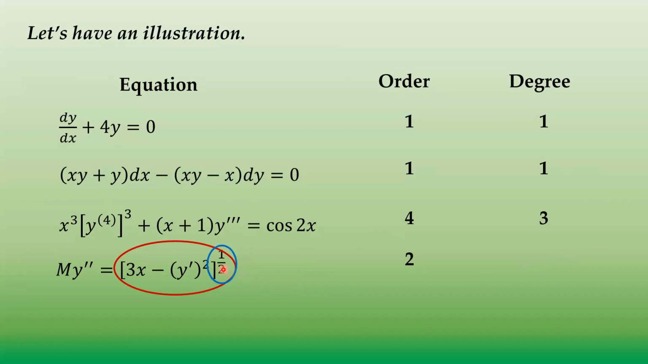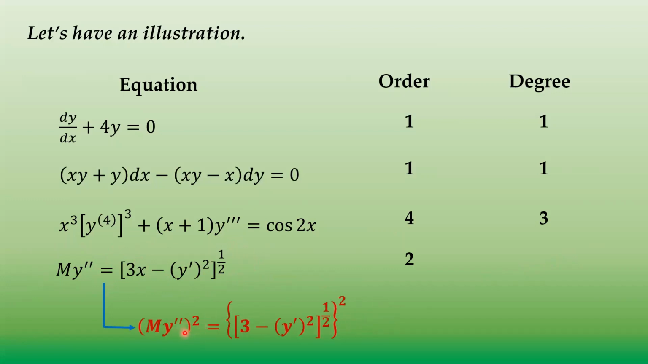Simplify natin. So, para matanggal yung 1 half, gagawin natin yung buong equation na yan, magkabilang side, ay i-raise sa 2. Square mo yung left side, saka yung right side ng equation mo. Then, simplify natin dito, magka-cancel na yan, 2 over 2. Using laws of exponents, meron ka dyang 1. Kaya magiging quantity m y double prime squared equal na lang sa 3x minus quantity y prime squared.